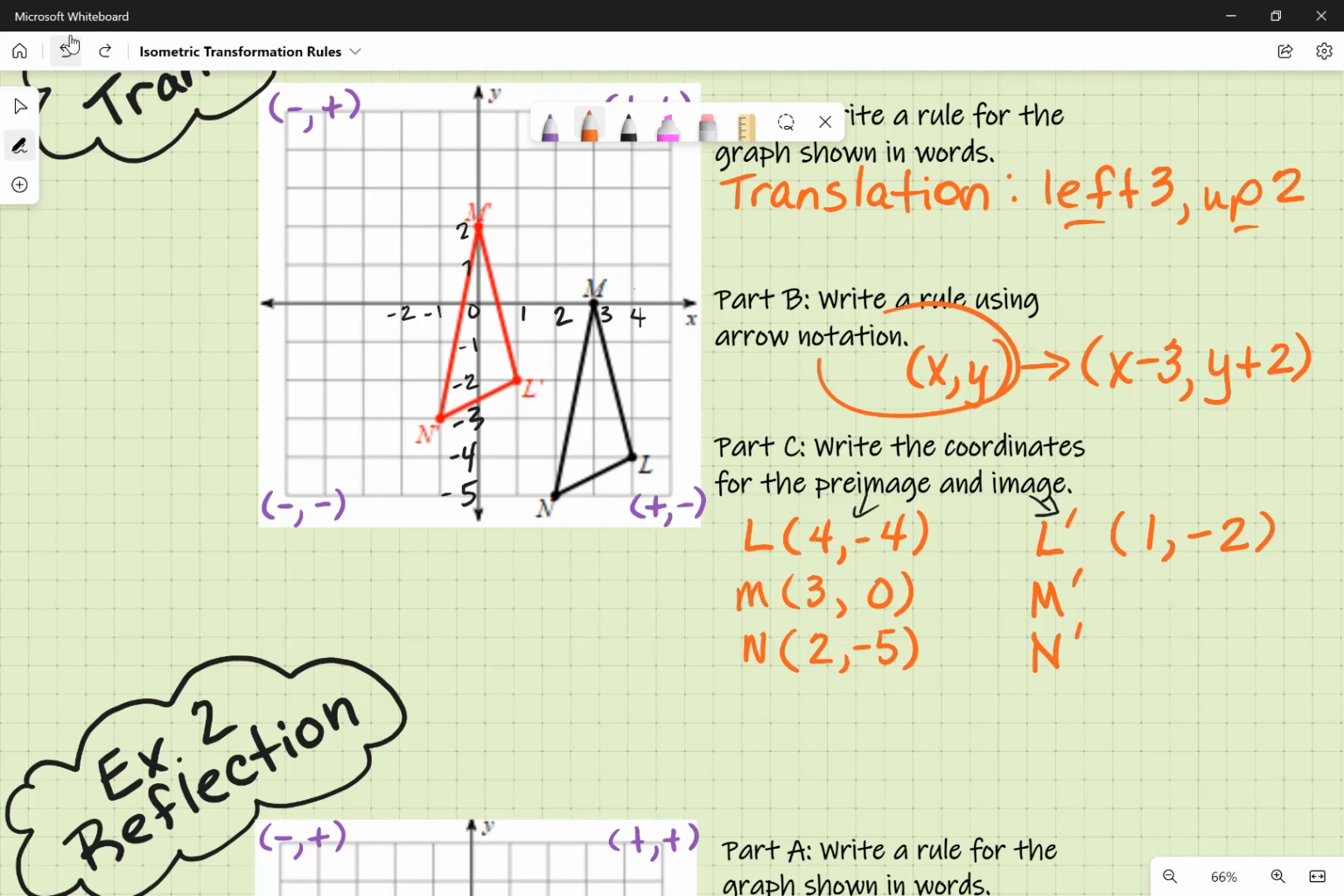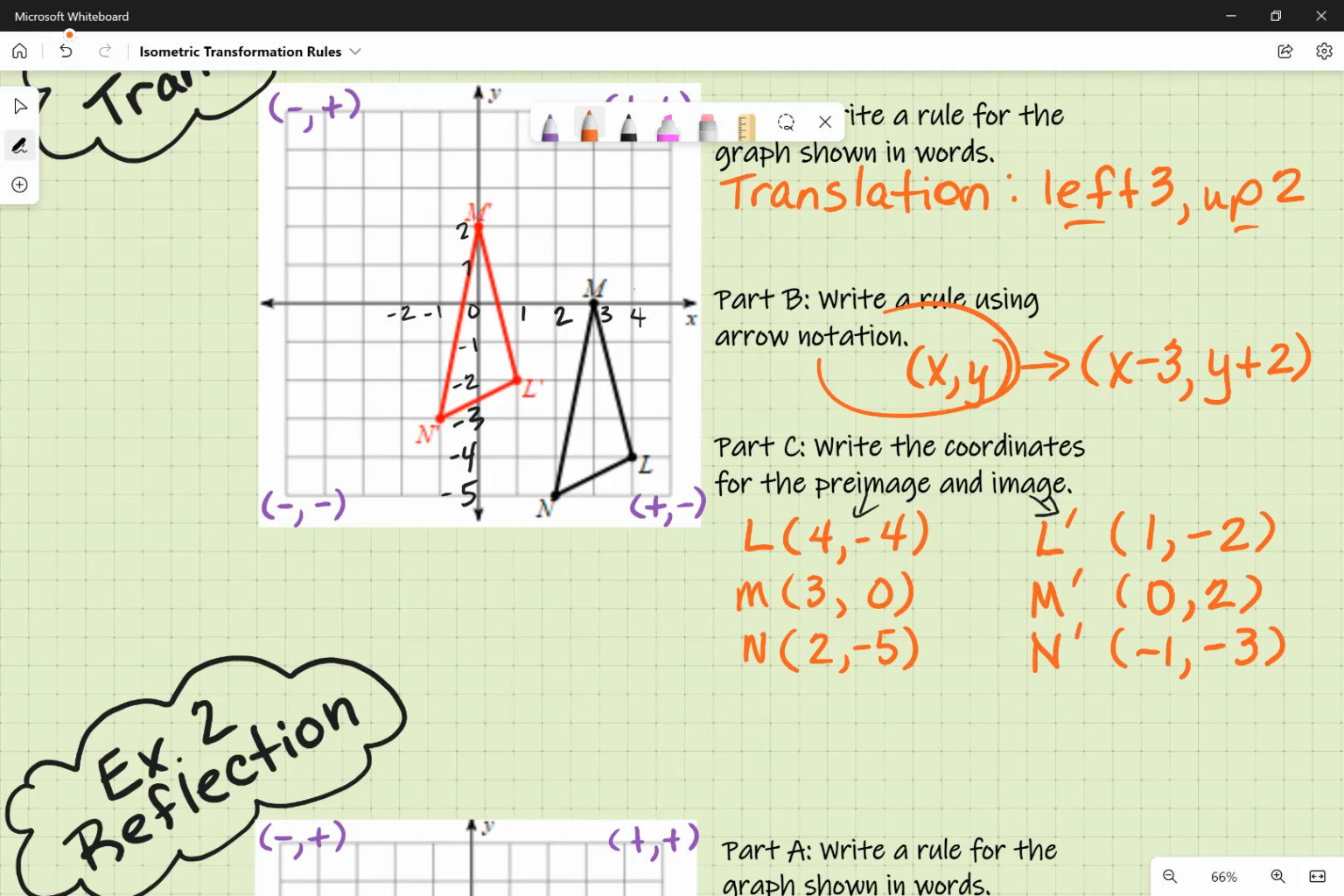All right, for M, I had 3, 0, but if I take this 3, substitute it in, 3 minus 3 is going to result in 0. And then if I take the 0 and substitute that in for Y, and make sure you're putting the X's with the X's and the Y's with the Y's, 0 plus 2 is going to result in 2. And then finally, N prime is going to be -1 and -3. That was just me substituting in 2 for X and subtracting 3, and then substituting -5 in for Y and adding 2. So those are my new coordinates for my image.